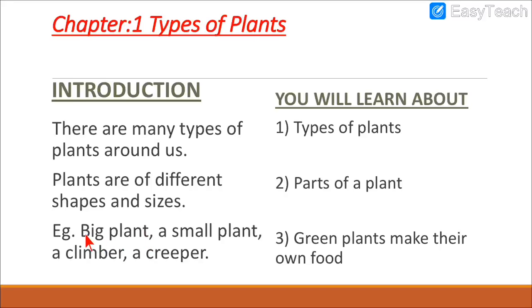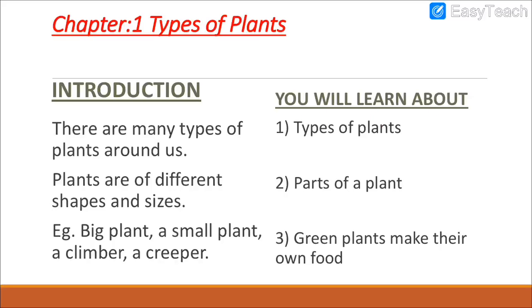Big plant is about the size, small plant is also the size of the plant is small. Then climber means it will climb, it will go up, and creeper, it will grow on the ground parallel to the ground. So these are the types of plants that we are going to study in the lesson. And anywhere around you, you can see all these kinds of plants. You just have to look at them carefully and identify the types of the plants. I am sure after understanding this lesson, you will be able to identify the types of the plants around you, and you will be able to name them.